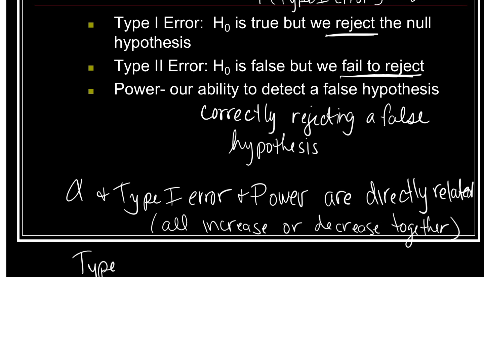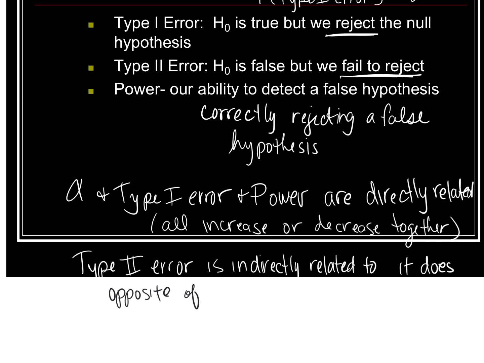Type 2 error is indirectly related. That's only for the type 1. Is it all increase and decrease? The type 1, the alpha, and the power. Okay. If I increase one of those, the other ones increase. If I decrease one of them, the other ones are decreasing. Type 2 error does the opposite. If I increase these, it decreases. If I decrease those three, the type 2 error increases. Okay? So it does the opposite of alpha, type 1, and power. Okay?